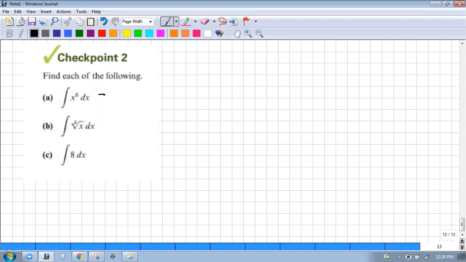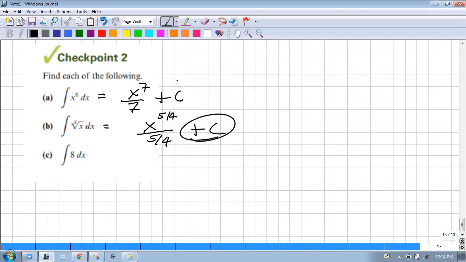So let's look at these. This one, we would have an x to the 7th over 7 plus a constant, right? Take the derivative, the 7's cancel, subtract 1 from 7, and you get the x to the 6th. This is 1/4 power, right? The fourth root, that's x to the 1/4. So I would need to have x to the 5/4 plus a constant, right? If I took the derivative of this, the 5/4 would cancel, subtract 1, and I would get the 1/4 power, and I need to have my plus a constant.